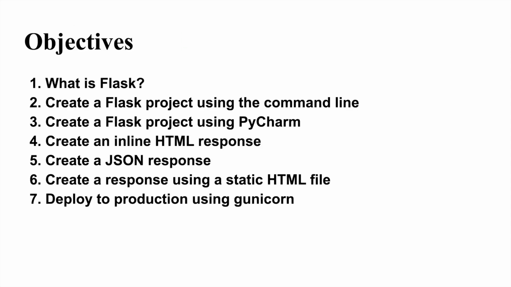These are our objectives. First, we answer the question, what is Flask? Next, we will create a Flask project from the command line. This will help explain what goes on behind the scenes. We will then create a second Flask project using PyCharm. We will create an inline HTML response, a JSON response, and finally a response using a static HTML file. As a last step, we will install the Green Unicorn production server.